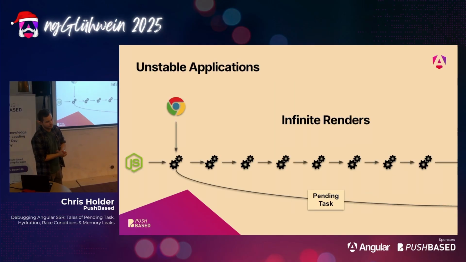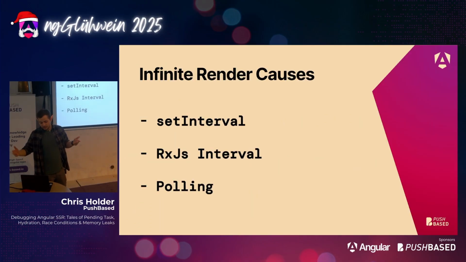But maybe your application never becomes stable. Maybe a pending task never completes. Either you forgot to call the API because the interaction didn't complete the way you expected, or there is something else going on. For example, an infinite timer. Maybe you have an interval, something that just keeps going.